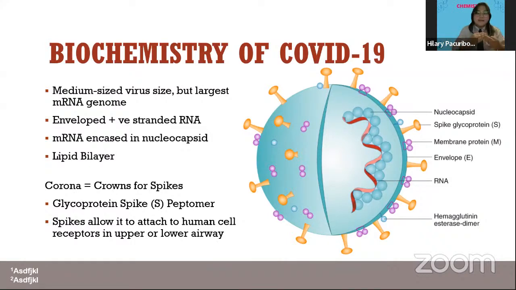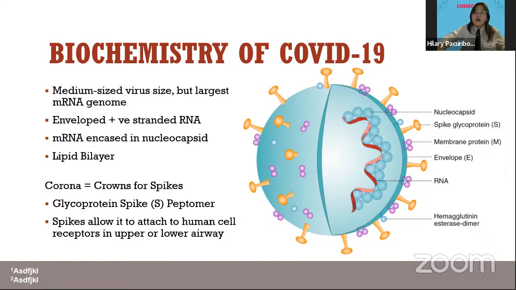Second, it is an envelope positive-stranded RNA, meaning it can act as messenger RNA and can be directly translated into viral protein synthesis by the host cell's ribosomes. Since genome replication is cytoplasmic, genomes of positive-stranded RNA virus fold into complex structures. Third, the mRNA is encased in a nucleocapsid, meaning a nucleic acid surrounds and coats the virus. Fourth, it has a lipid bilayer, but don't worry, we could abrupt this by using soap and washing our hands.